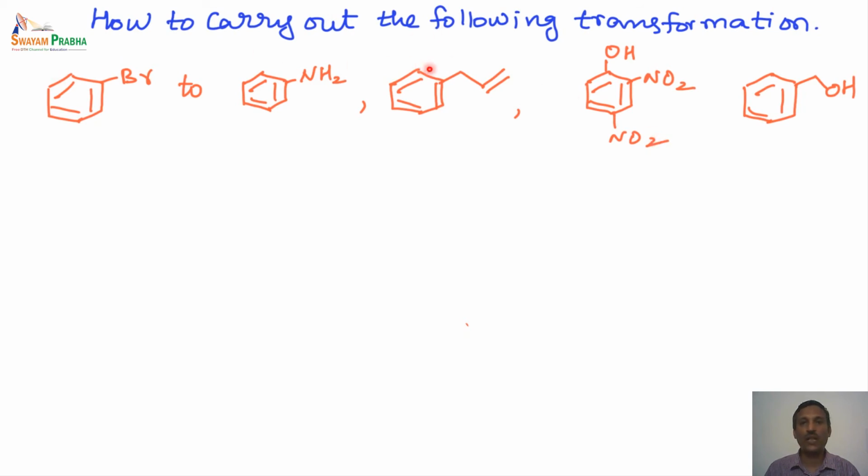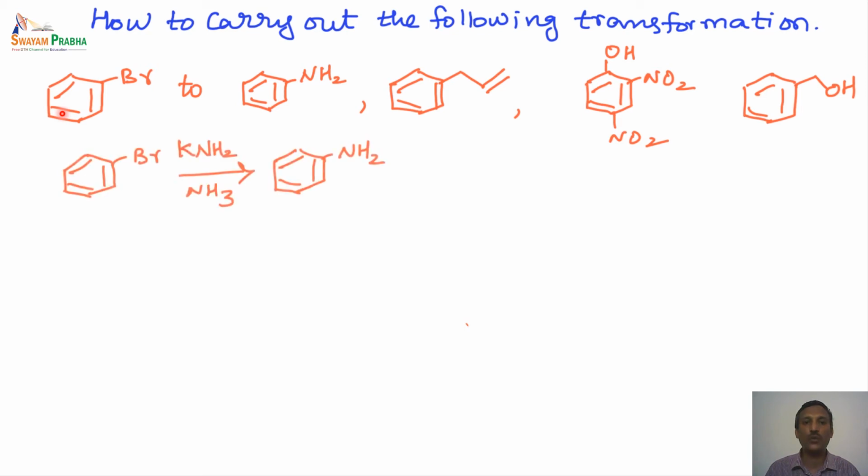The next one is we have to convert bromobenzene into aniline, the allyl derivative, and the dinitrophenol and benzyl alcohol. So we have 4 different products we need to form from the bromobenzene. So what are all the different methods we have to use? This is nothing but the simple nucleophilic substitution reaction.